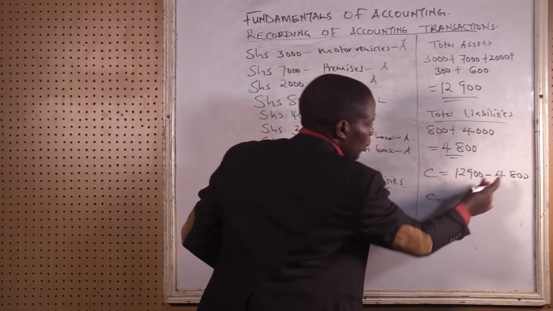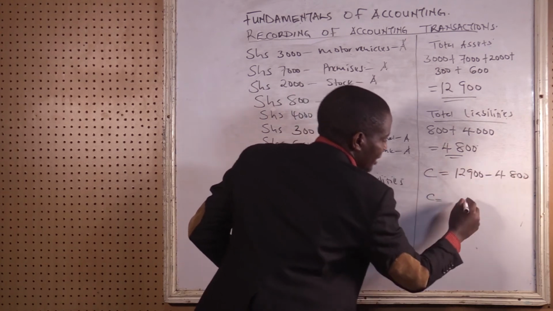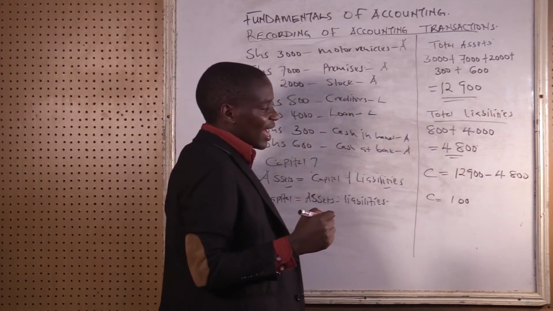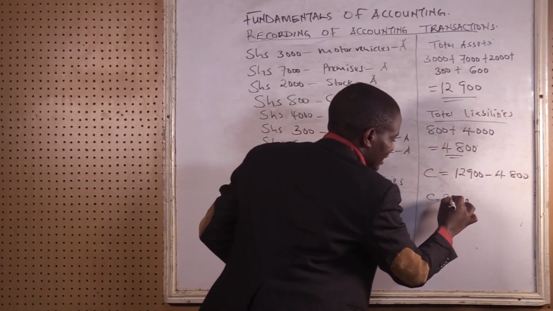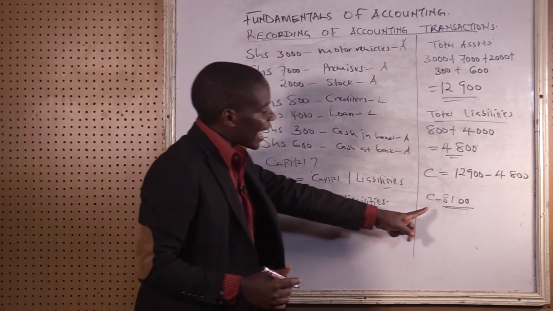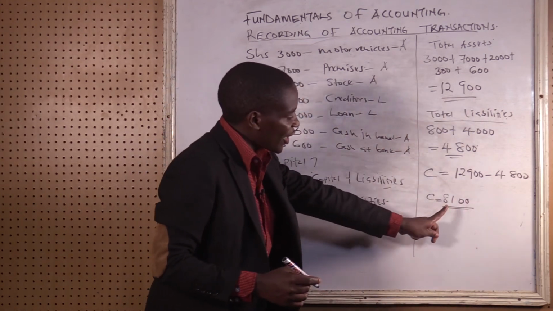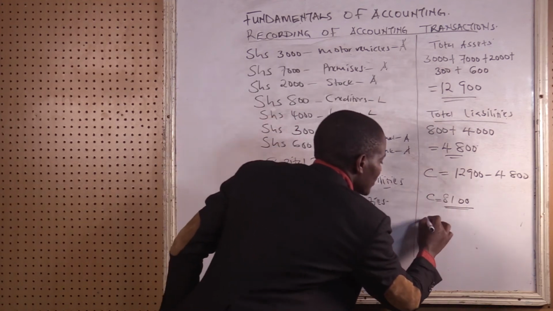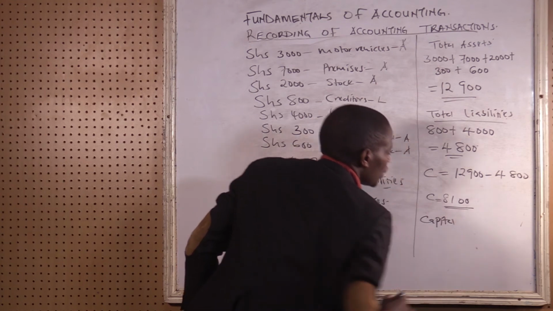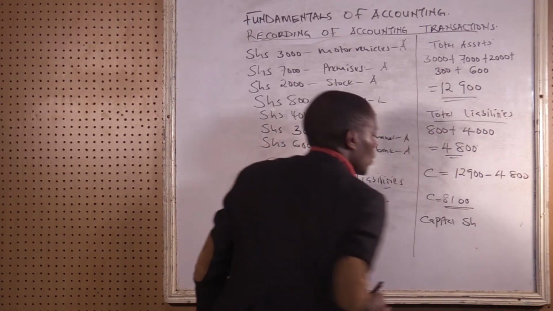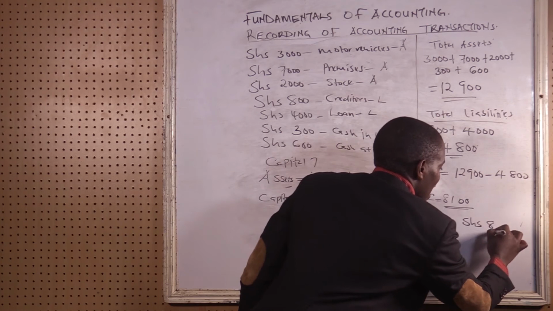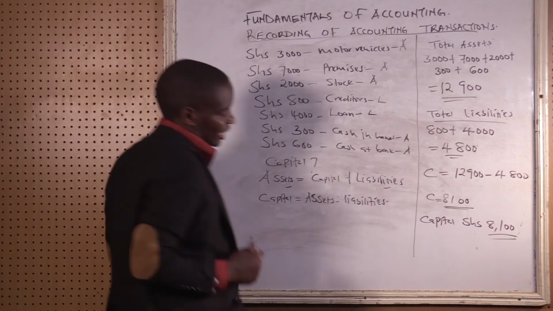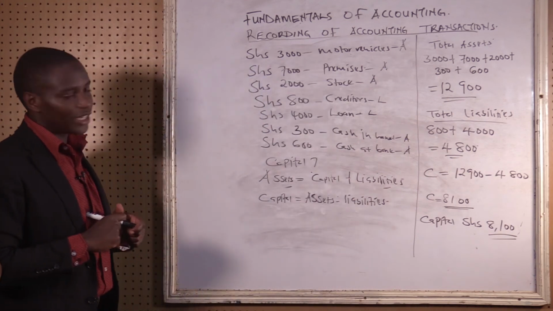So what do we have? Our capital will be 12 minus 4, we get what? 8. So the capital for this business, or the owner's contribution in this business, was 8,000. So we can say capital, or the owner's contribution, was 8,100 shillings. That is how we do it.